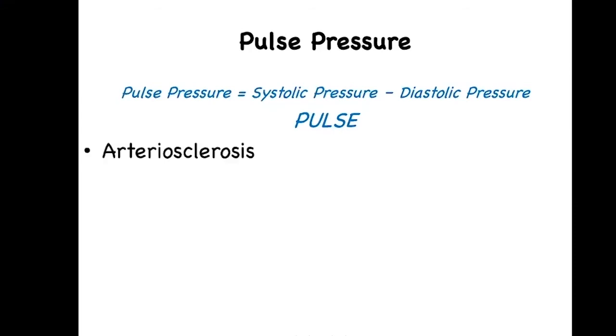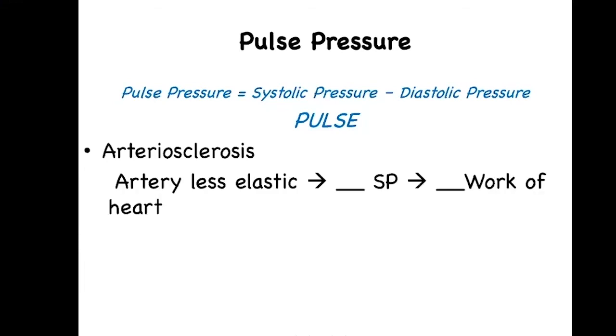Arterial sclerosis is also known as hardening or thickening of the arteries. So the arteries will become less elastic. This can occur as you grow older. When the arteries become less elastic, they will not expand to accommodate the blood during systole.